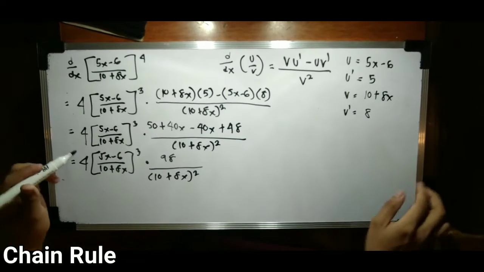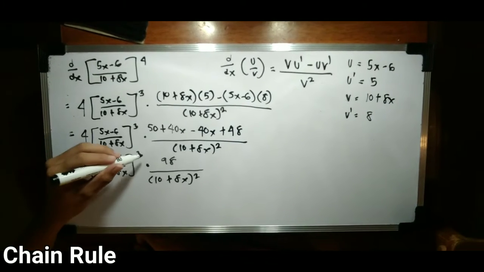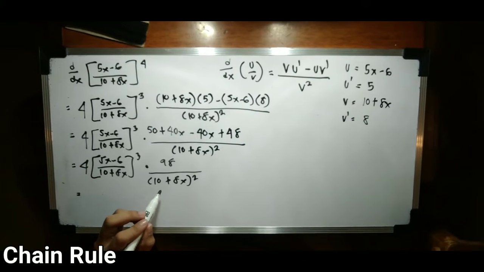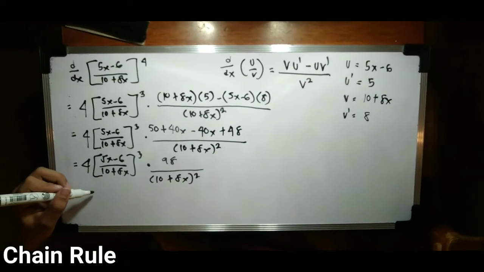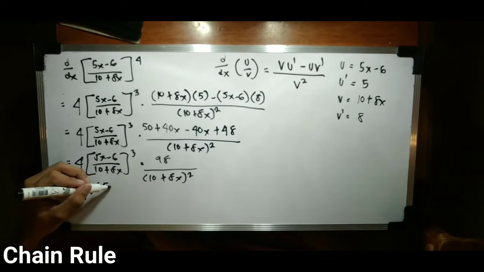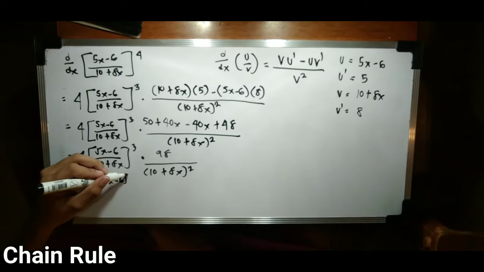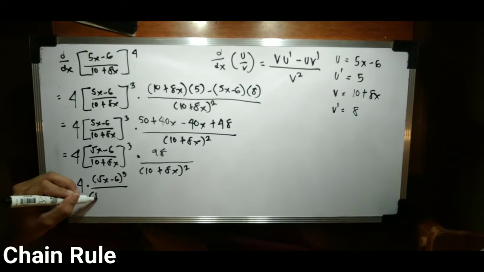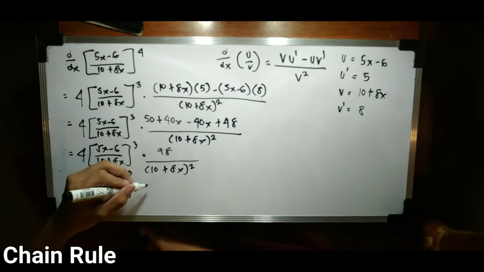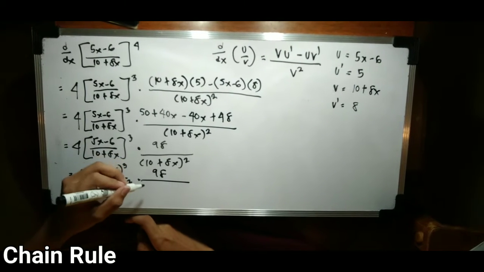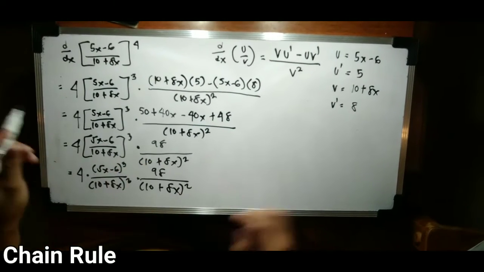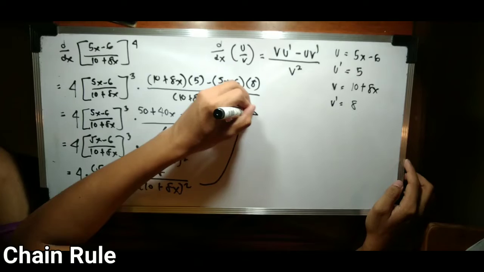So now we will distribute the exponent to the numerator and the denominator so that this denominator will get cancelled. So copy 5x minus 6 raised to 3 over 10 plus 8x raised to 3 times 98 over 10 plus 8x raised to 2.